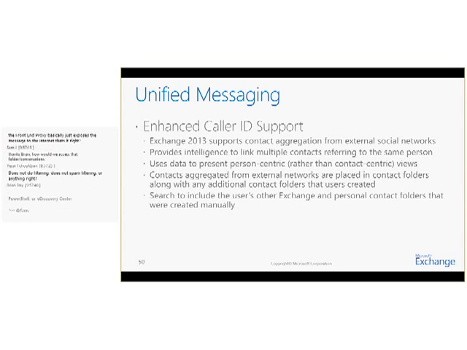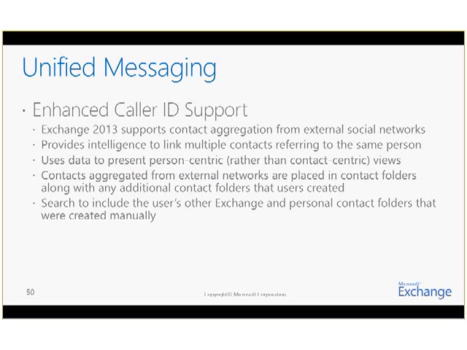Now, this can be annoying because Exchange users often store contacts in other places, not just their default contact folder. They might have contacts aggregated from external social networks or contacts in unique folders that the users have created manually. Exchange 2013 now supports contact aggregation from external social networks, and it provides intelligence to link multiple contacts referring to the same person, and then it can use that data to present person-centric rather than contact-centric views.